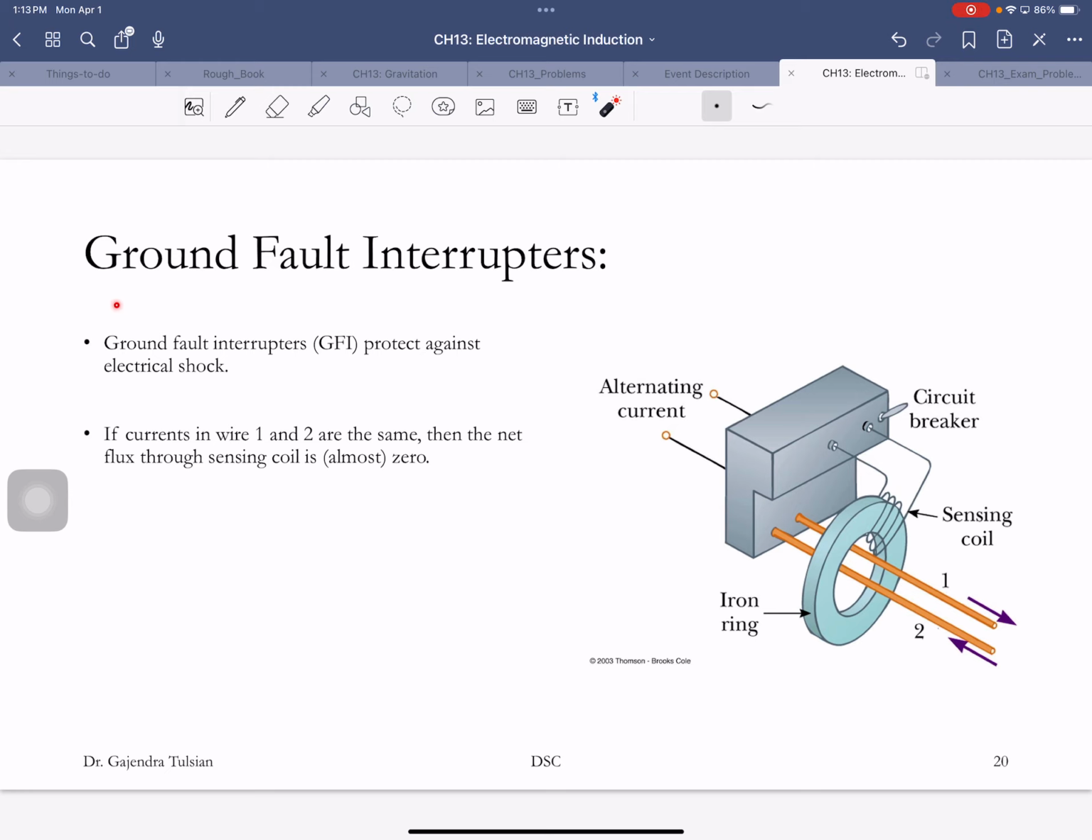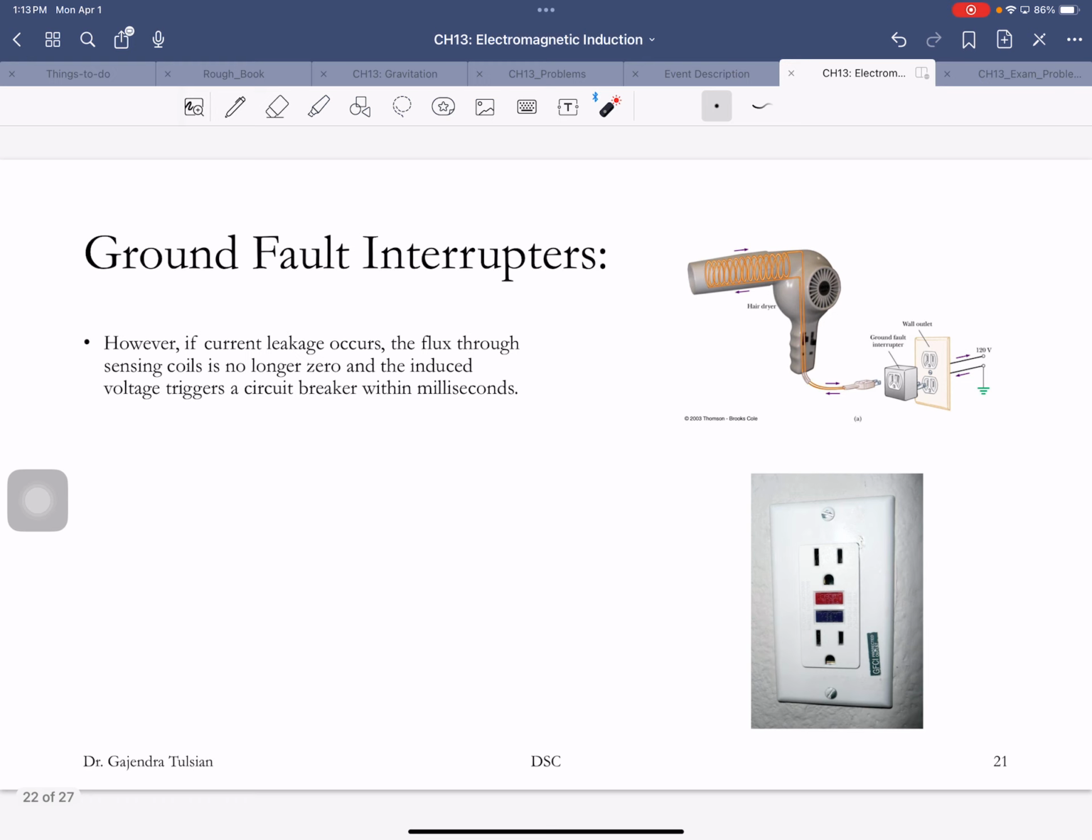Do you guys know what this is? You guys have seen this in your bathrooms or your garage? What does this thing do? Makes it so you can't shock yourself. Shuts off the power. Right. All right.